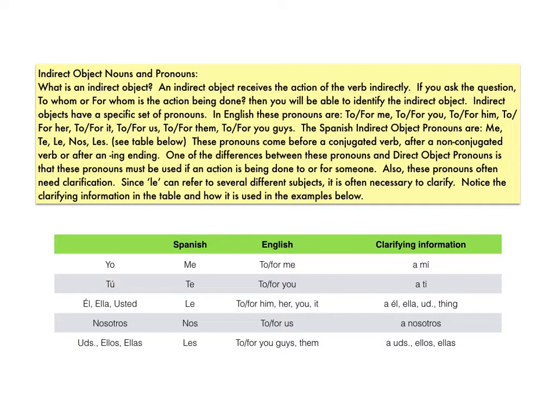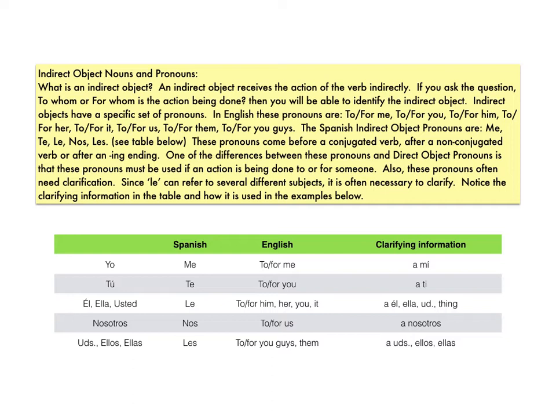One of the differences between these pronouns and direct object pronouns is that these pronouns must be used if an action is being done to or for someone. Also, these pronouns often need clarification. Since, for example, and if you look down at the table, the pronoun le can refer to several different subjects. It's because of this that it is often necessary to clarify. Notice the clarifying information in the table and how it is used in the examples.